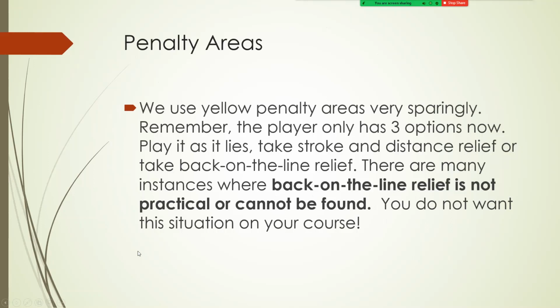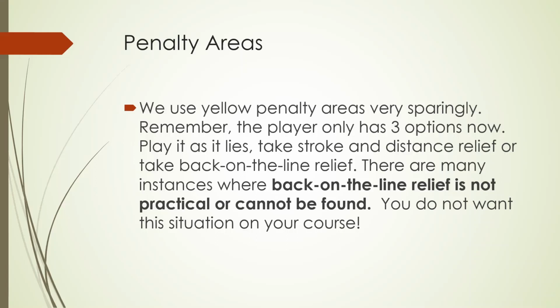Penalty areas. With the new rules, and I'm talking about the 2019 rules, a lot did change with penalty areas. Obviously, they're not called hazards anymore. That's the first thing. But we very rarely use a yellow penalty area anymore. We really try to avoid them, because in a yellow penalty area, there's only 3 options. They can go back on the line, they can play it as it lies, or they can take stroke and distance. A lot of times that back on the line is not practical or can't be found at all, and then you're in trouble.